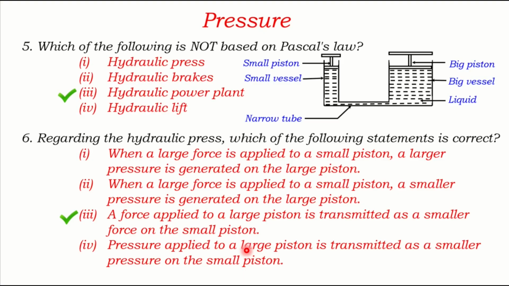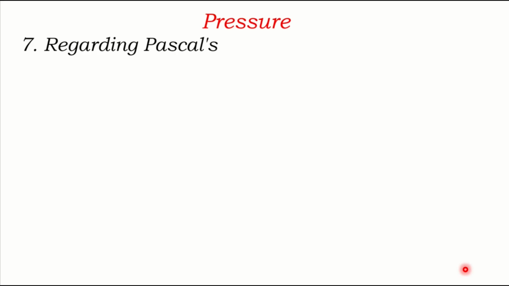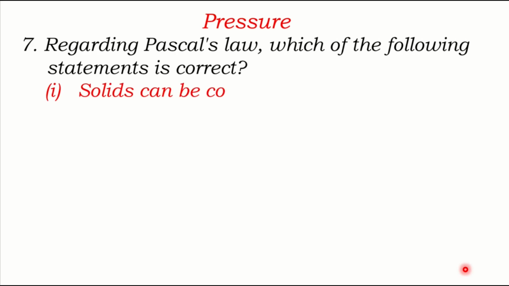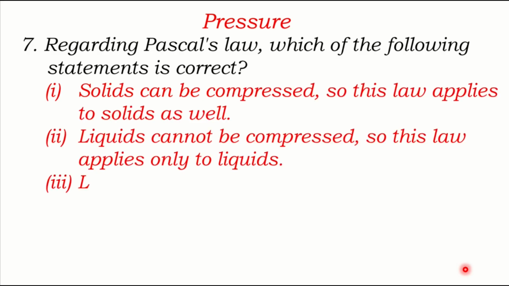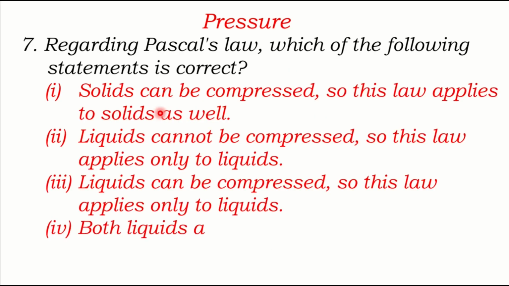And let's take fourth option also. Pressure applied to a large piston is transmitted as a smaller pressure on the small piston. No, pressure remains same in both the sides. Now let's have another question. Regarding Pascal's law, which of the following statements is correct? Options are 1, 2, 3 and 4.